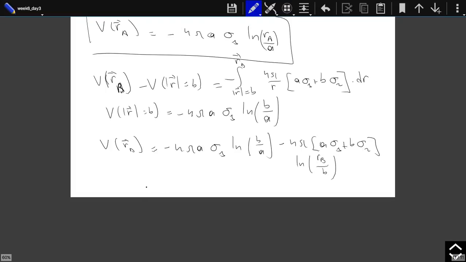Which we can also write as minus 4 pi A sigma 1 logarithm of RB over A minus 4 pi B sigma 2 logarithm of RB over B, which is nothing but the superposition principle for the potentials. The first term is the potential created by the inner cylinder. The second term is the potential created by the outer cylinder.